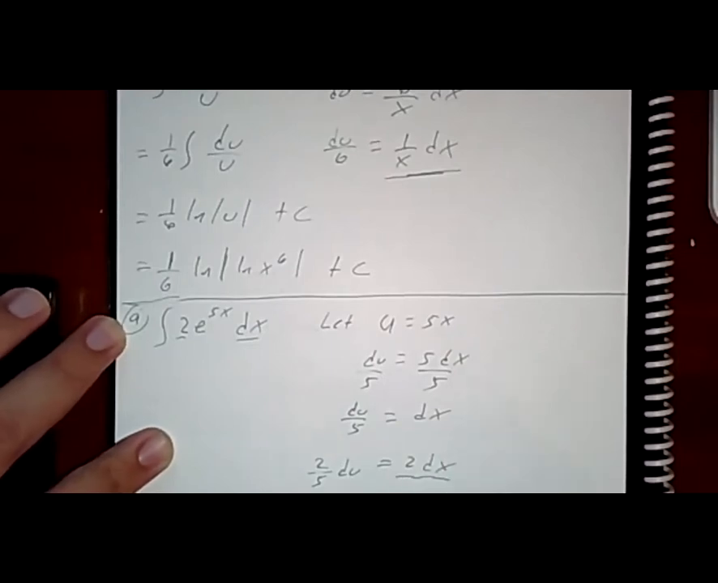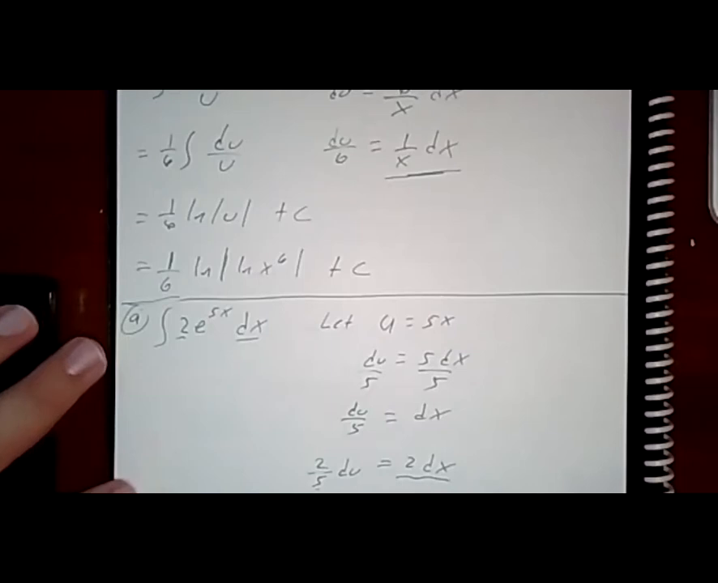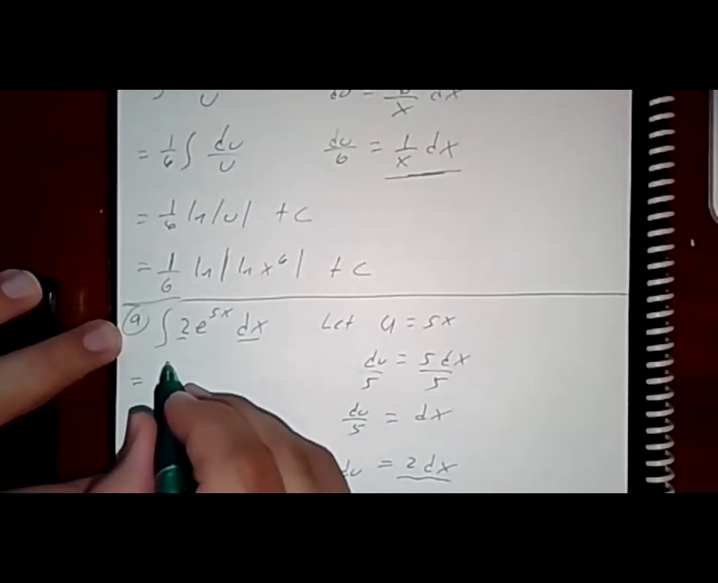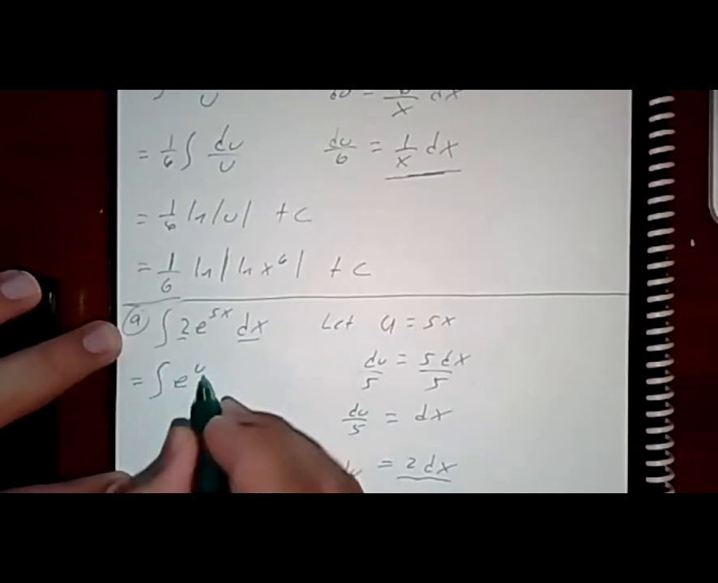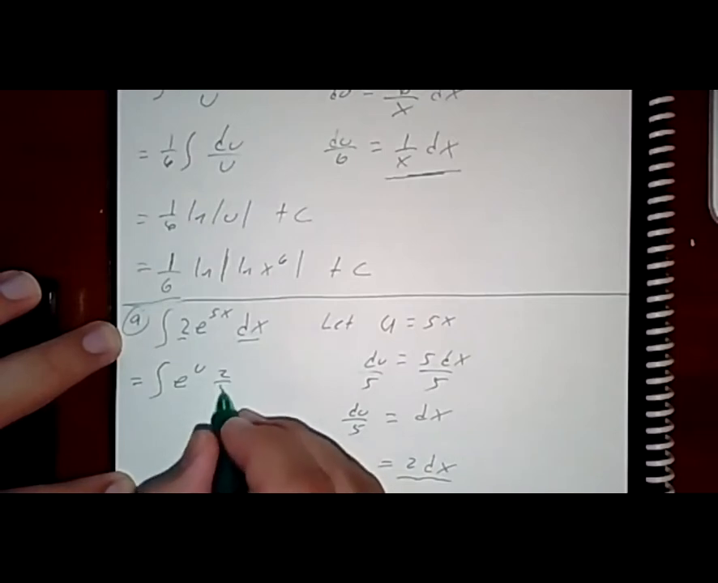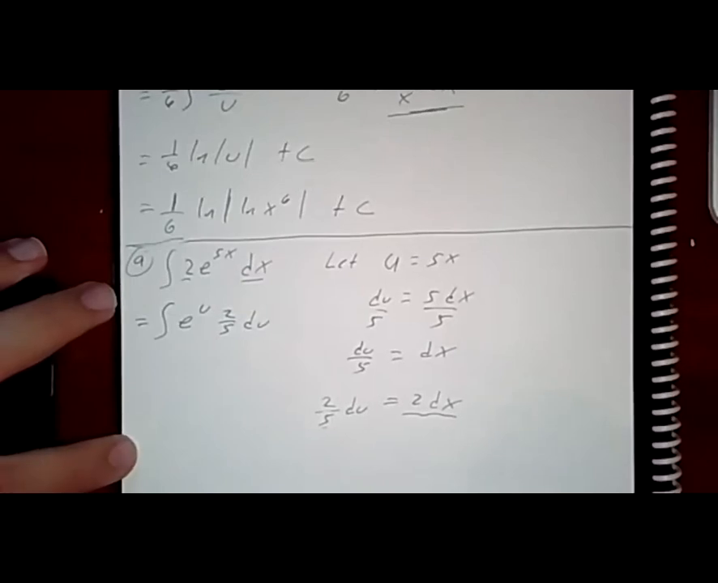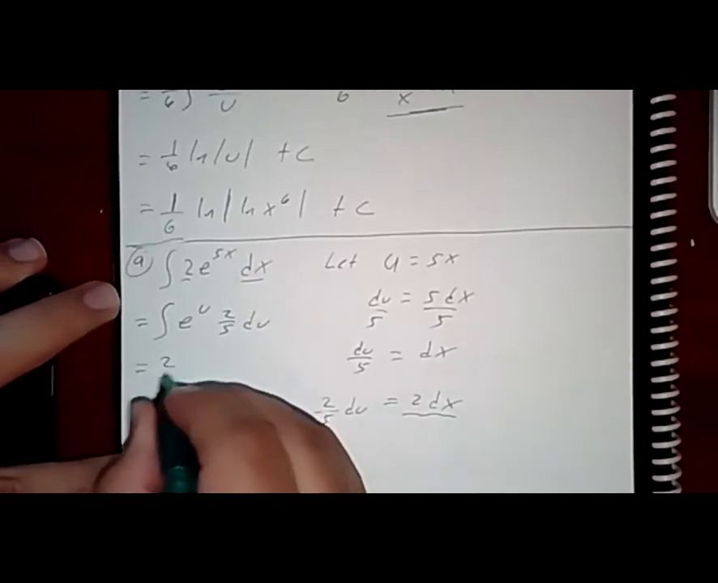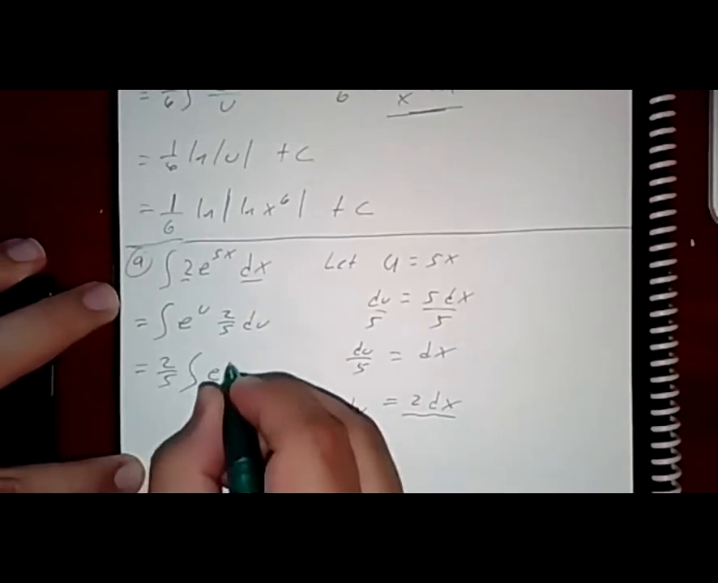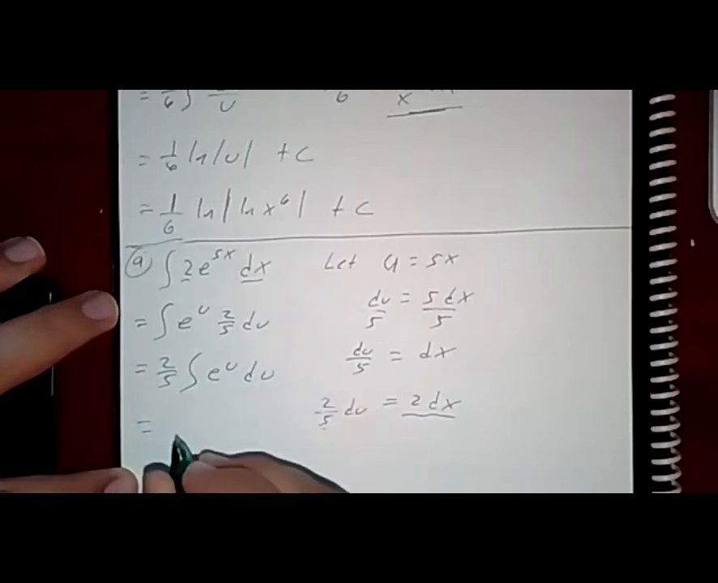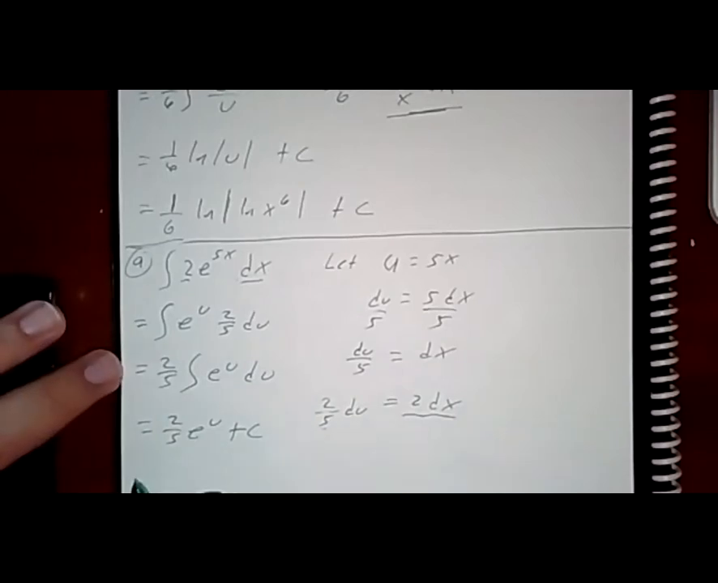So now this is there. It'll be replaced by this. So this will become e to the u, 2/5 du. That makes sense? Yes. So pull out the 2/5 because this does not do anything for us. And then we get 2/5 e to the u plus c, which is 2/5 e to the 5x plus c.